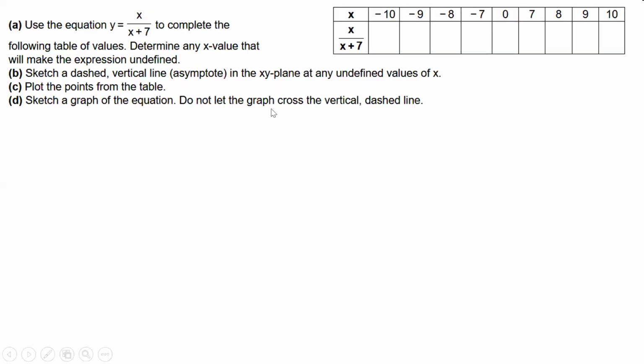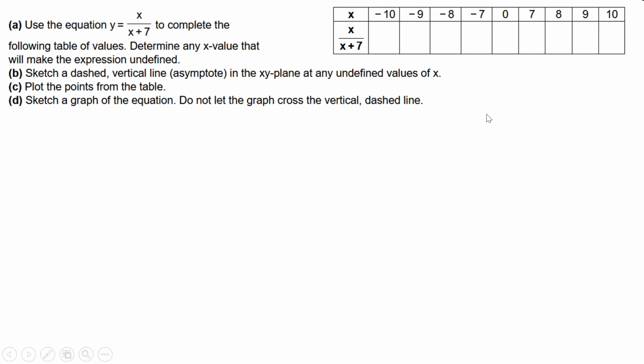All right, so here we're supposed to use this equation to complete this table. Then we're to determine any x value that will make the expression undefined. Then we're supposed to sketch a dashed vertical line, which is going to be our asymptote in the xy plane at any undefined values of x, and then plot the points from the table, and then sketch a graph of the equation. Do not let the graph cross the vertical dashed line.